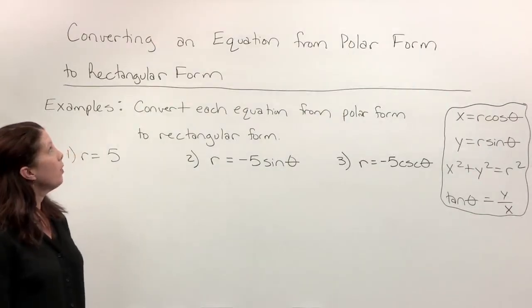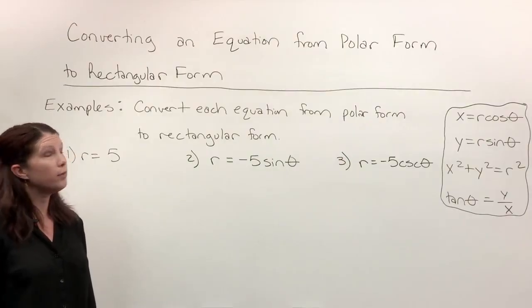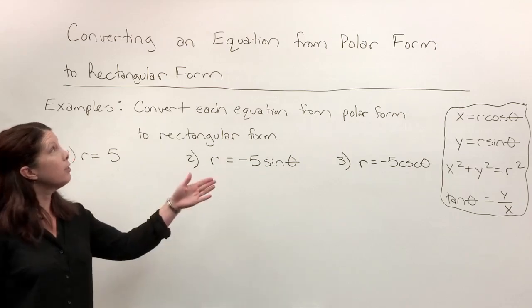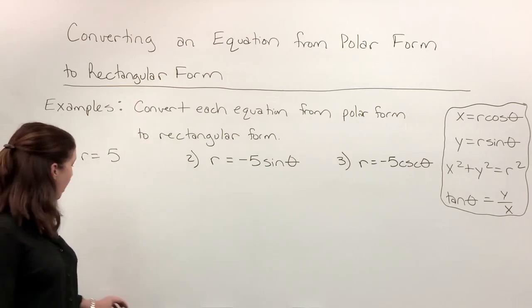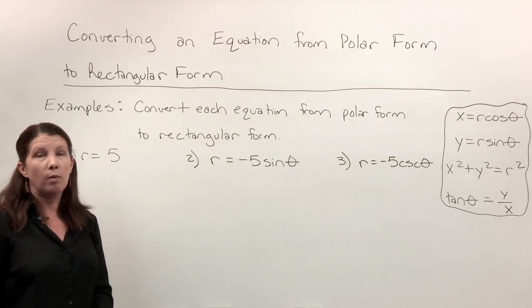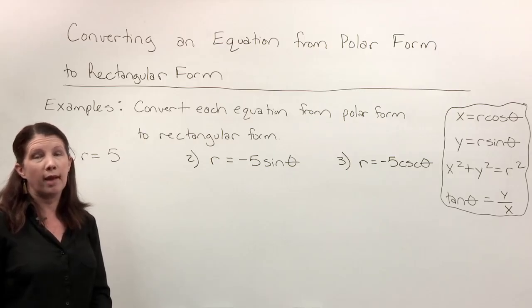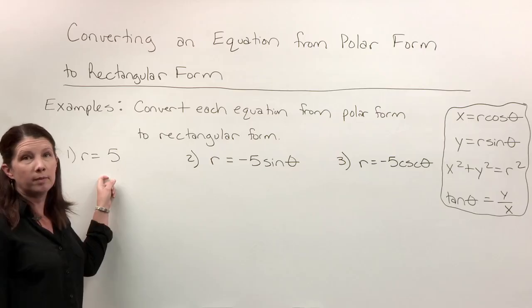Now that we've converted equations from rectangular to polar form, we're going to look at how we can use those same four formulas to convert from polar to rectangular form. So now we have equations that are in terms of r or theta or both, and we want to rewrite them to be in terms of x or y or both. Looking at the first example, I have r equals 5.